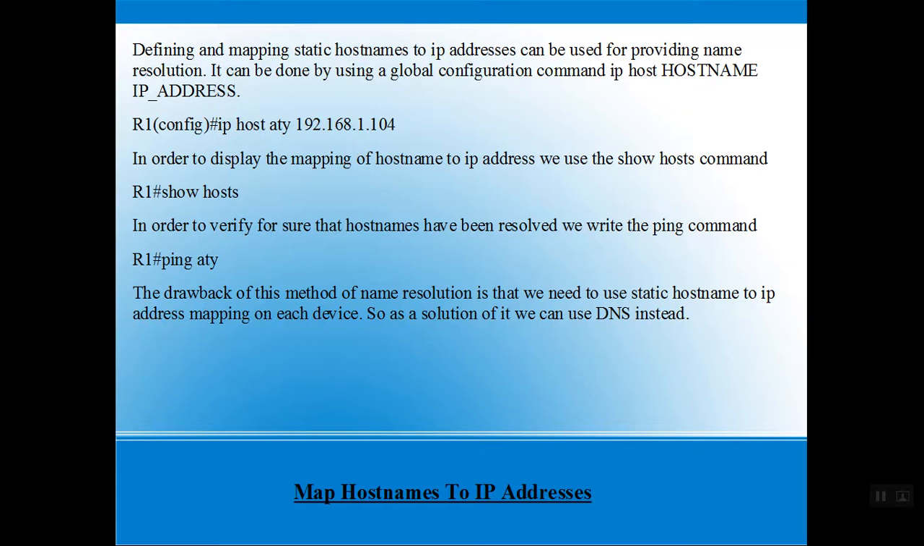Now we come to mapping host names to IP addresses. Defining and mapping static host names to IP addresses can be used for providing name resolution. It can be done by using the global configuration command ip host hostname IP_address. Now let's configure the host name as R1, and R1(config)# ip host ATY 192.168.1.104. In order to display the mapping of host name to IP address, we use the show hosts command.